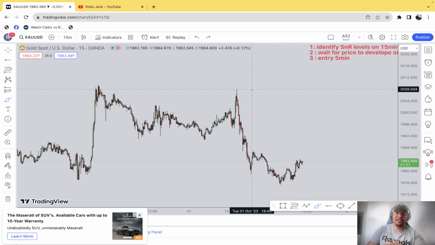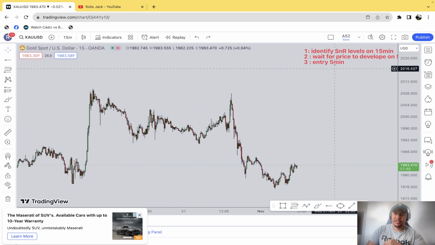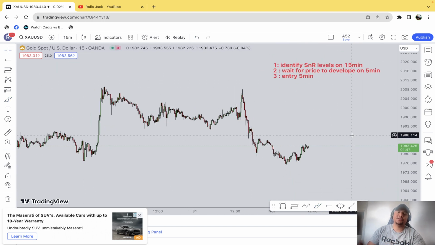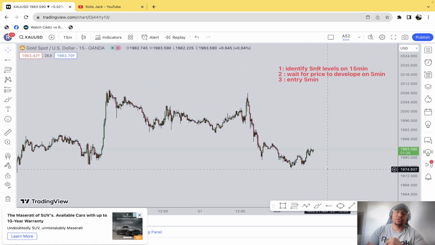Now that's basically what we're going to do with this chart first. The first thing we're going to do is identify support and resistance levels in the market, and this would be a good exercise for new traders to do as well, because this is the key stepping stone that you need in the market also.